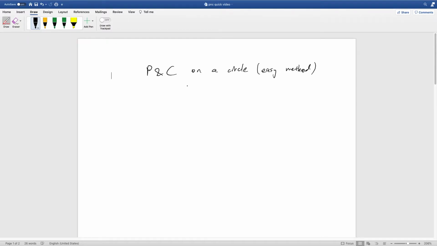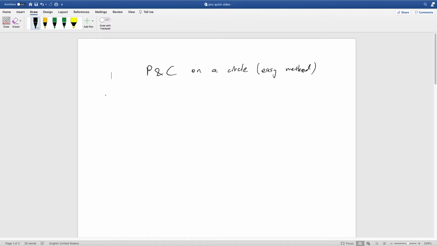Tan Chen Hao over here, and today I'd like to share with you a method about thinking about permutations and combinations on a circle. This is a method that I think is much easier to think about and count in more complicated scenarios. So what is P and C on a circle?